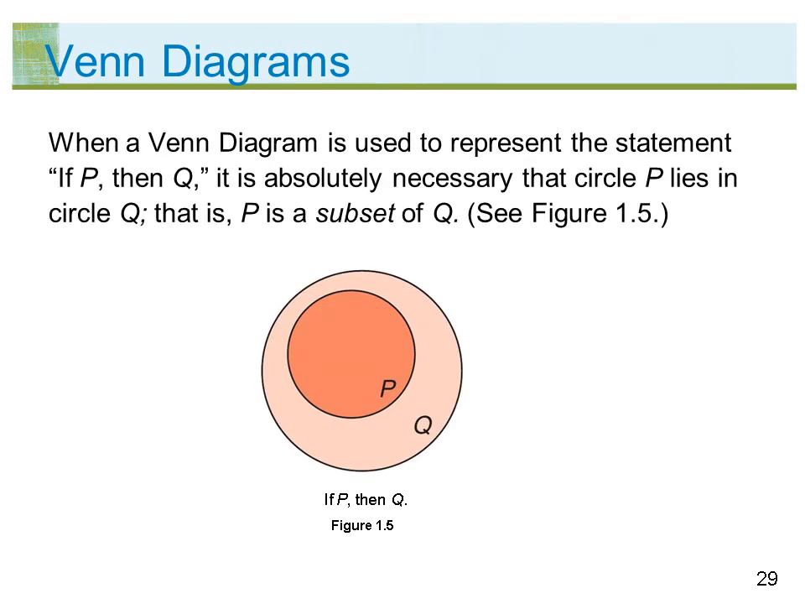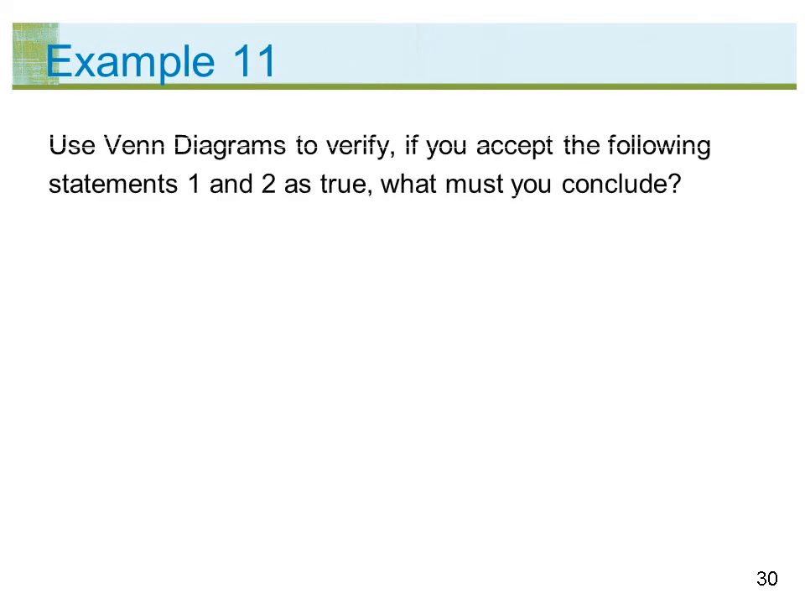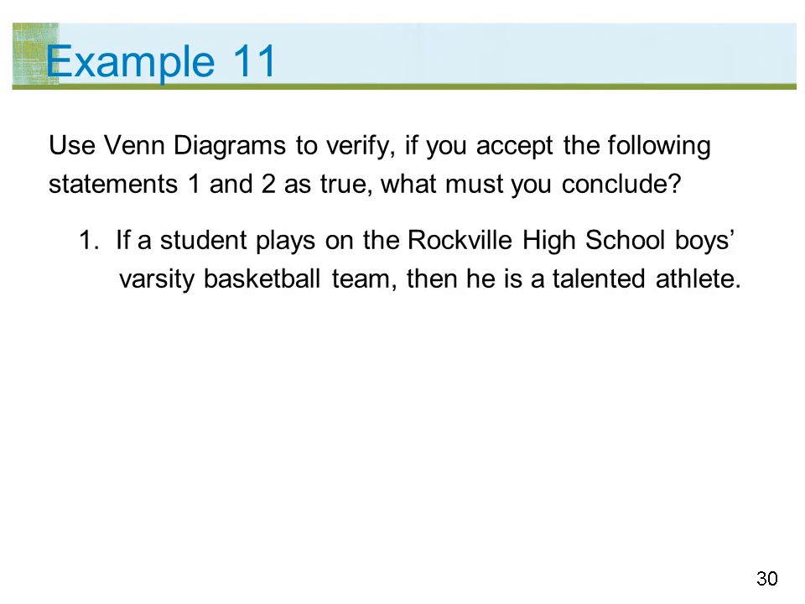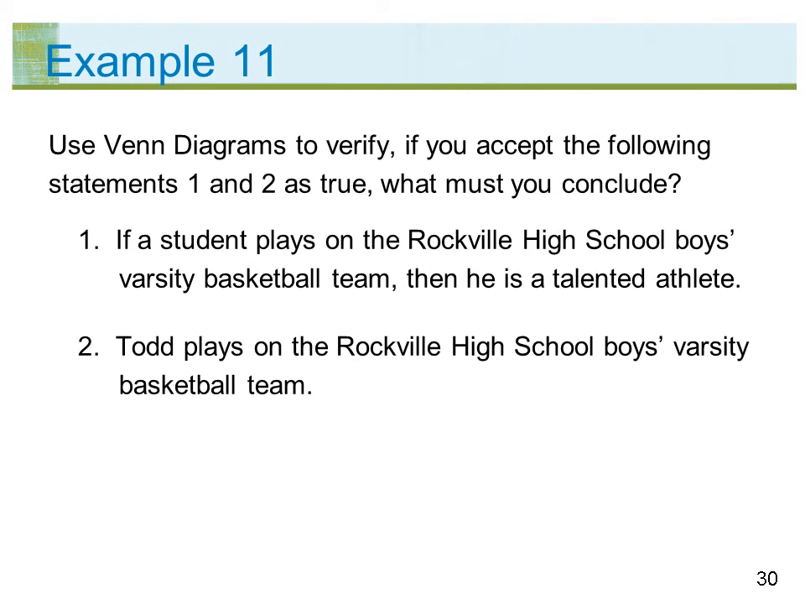When a Venn diagram is used to represent the statement if P then Q, it is absolutely necessary that circle P lies in circle Q. That is, P is a subset of Q. See Figure 1.5. Use Venn diagrams to verify if you accept the following statements 1 and 2 as true. What must you conclude? Number 1. If a student plays on the Rockville High School boys varsity basketball team, then he is a talented athlete. Number 2. Todd plays on the Rockville High School boys varsity basketball team.